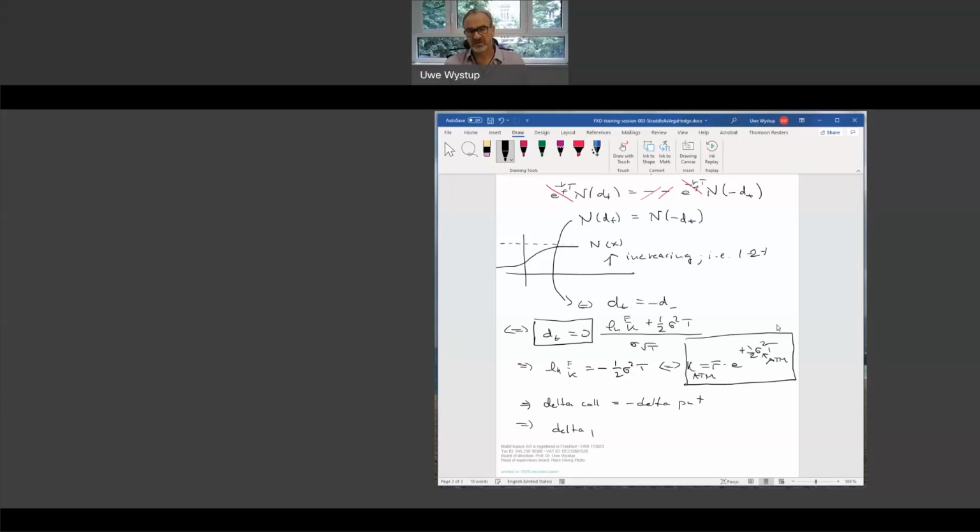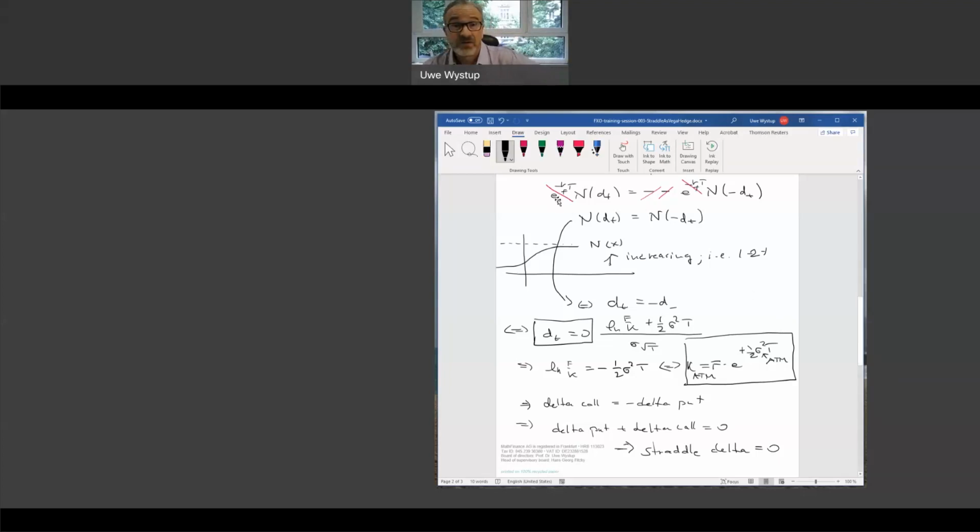Let's start with the puts. Delta put plus delta call is equal to 0. Right, so that means that the straddle delta is 0. If you take the at-the-money strike, then the delta of that combination of call and put called a straddle is 0. It means that if you trade a straddle with this particular strike, the at-the-money strike, then you would get 0 delta. Nice, right? Nice and symmetric.